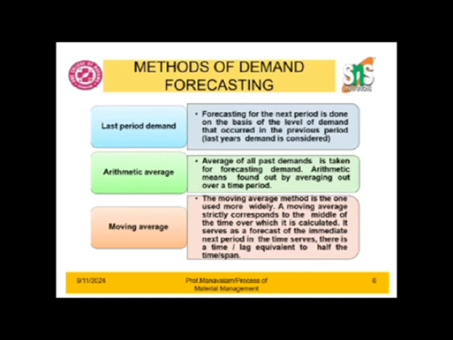Next one is arithmetic average. First we have to average all past demands. Then we have to do the arithmetic calculation. It means that we have to find out by averaging over a time period. That is arithmetic average. Moving average: we are strictly following the middle of the time over which it is calculated. It serves as a forecast of the immediate next period in the time series. There is a time lag equivalent to half of the time span.